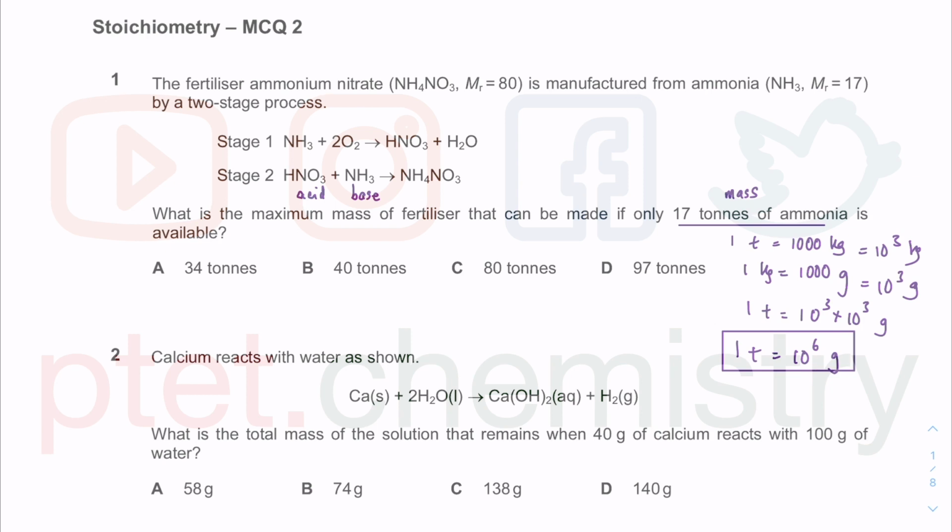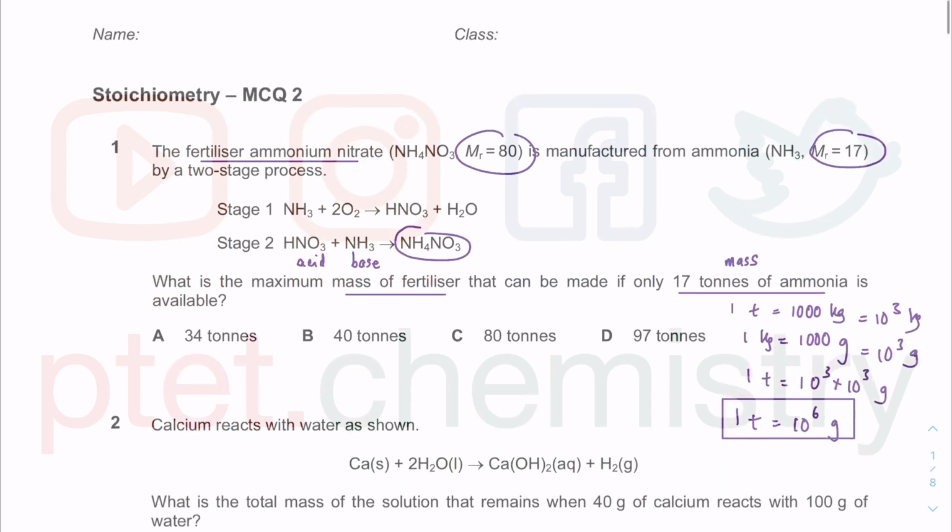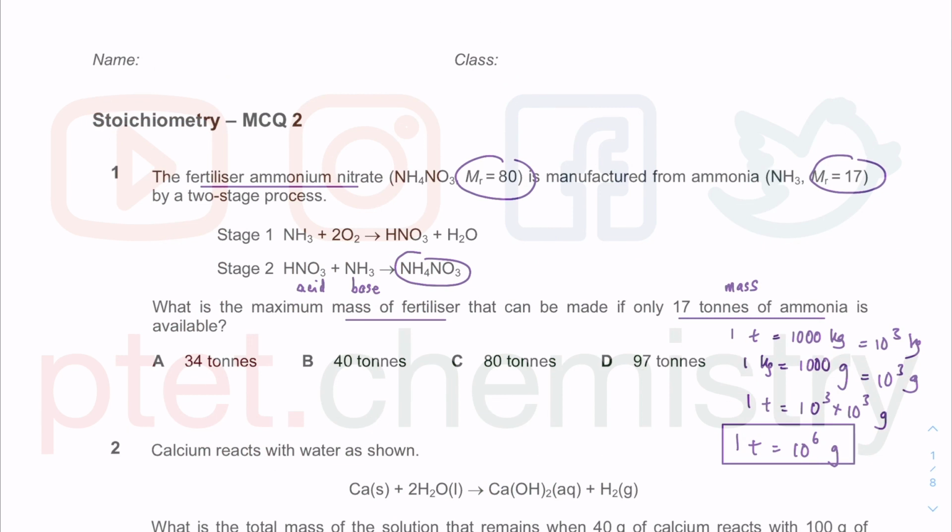Now I want to know the maximum mass of fertilizer. My fertilizer is ammonium nitrate because they say fertilizer ammonium nitrate. They give me the MR, so I can save time on that, and also the MR of ammonia because I'm supposed to do a calculation involving ammonia as well as ammonium nitrate. If I start from 17 tons of ammonia, then I'll get however much of HNO3. But remember that ammonia is involved in 2 stages, so you cannot just think about one stage.